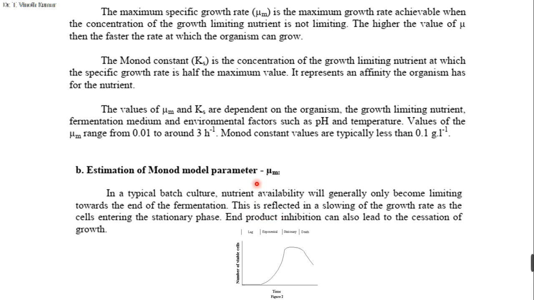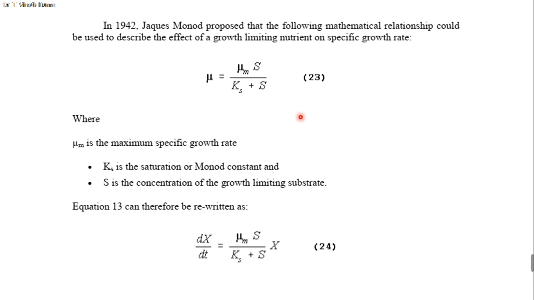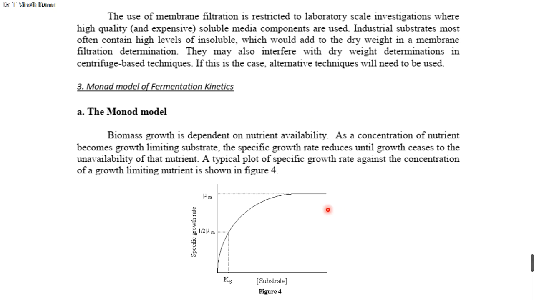Meanwhile, the maximum specific growth rate is the maximum growth rate achievable when the concentration of the growth limiting nutrient is not limiting. So you have to be very careful that mu m is nothing but the maximum growth rate. This maximum growth rate is achieved at a particular concentration of the substrate. If you know this value, you can calculate half of mu m. The substrate value corresponding to half mu m is called the Ks value.